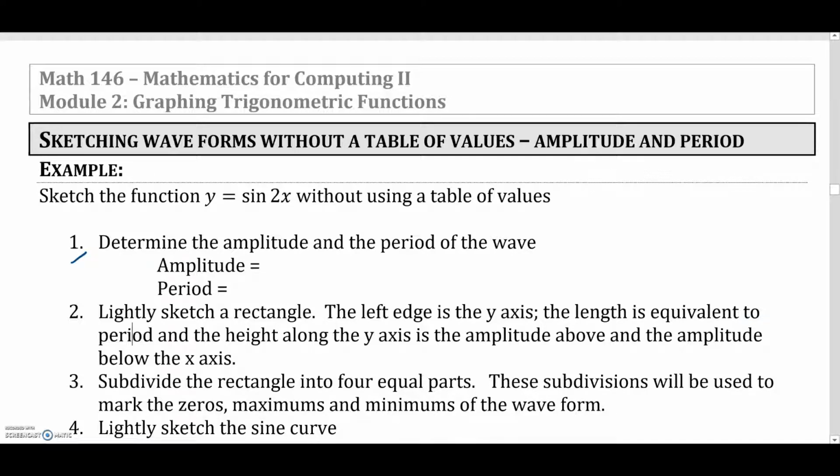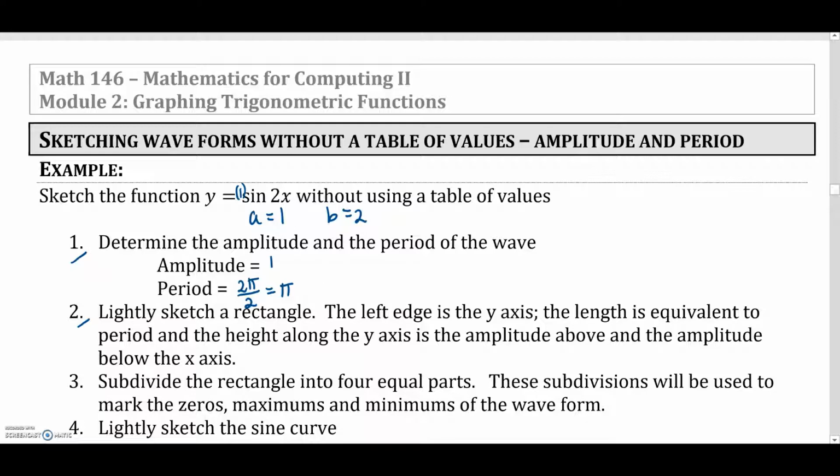First, we will determine the amplitude and period of the waveform. From looking at our original function, y is equal to sine of 2x, we see that a is equal to 1. It's the implicit coefficient in front of our sine 2x function, and b is equal to 2. Therefore, our amplitude is 1, and our period is 2 pi over b, or 2 pi over 2, which reduces to pi. In step 2, we lightly sketch a rectangle.